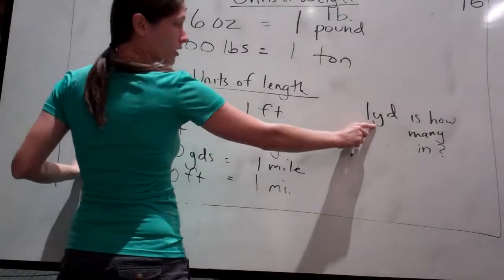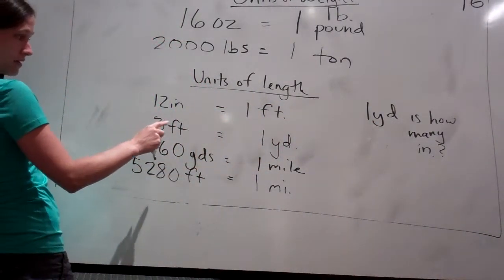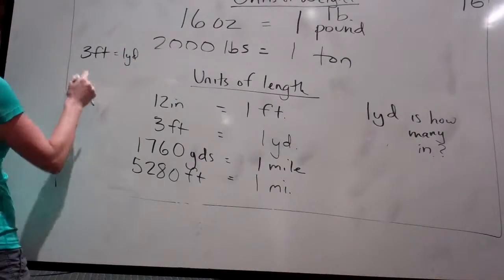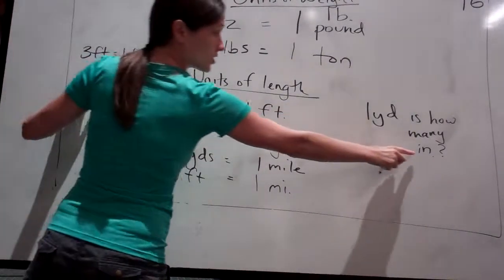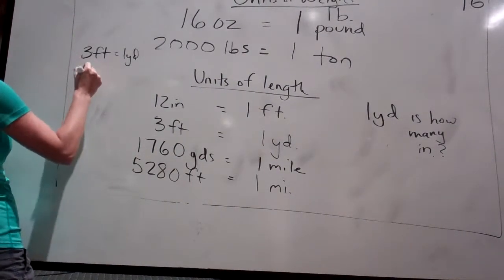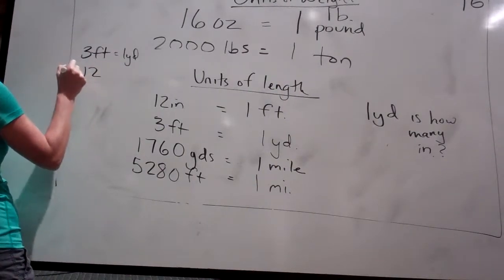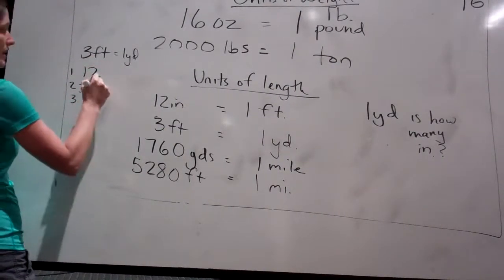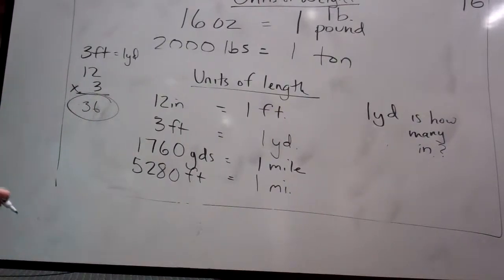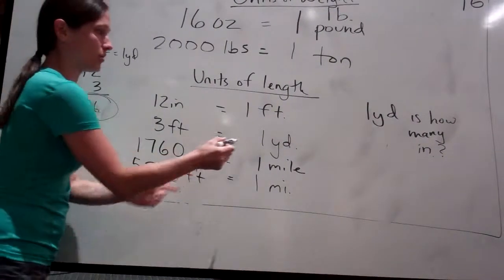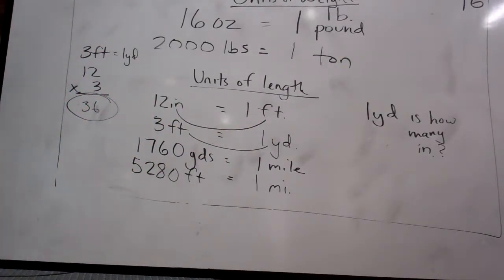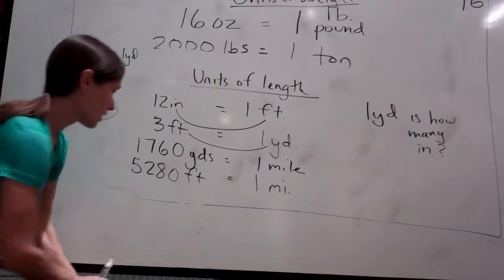So 1 yard is how many feet? 3 feet equals 1 yard. Now, we want to convert this 3 feet into inches. How many inches are in 1 foot? 12. And 2 feet, and then 3 feet. So you would end up doing 12 times 3, and the final answer would be 36 inches. So you go from yards to feet and then feet to inches to get that answer. Everybody feel like they understand that? Okay, all right.